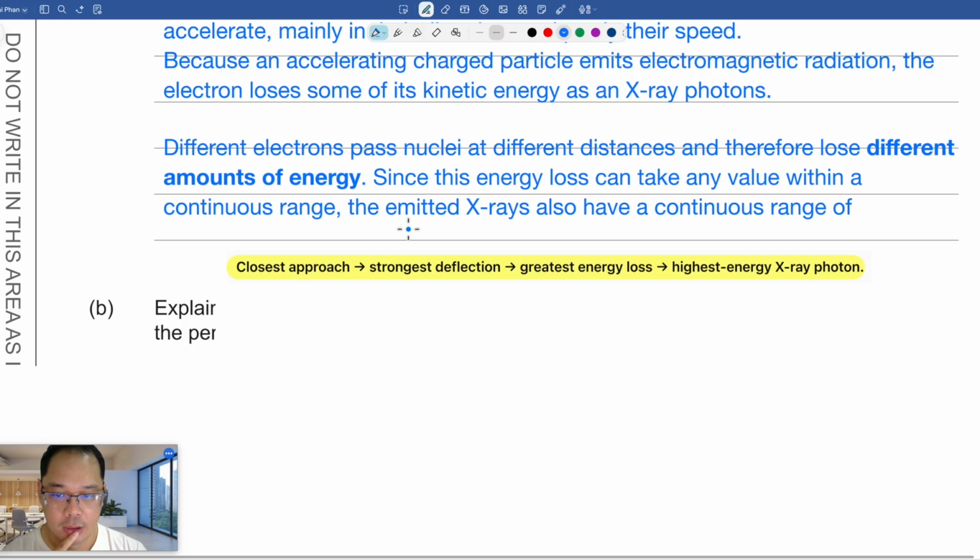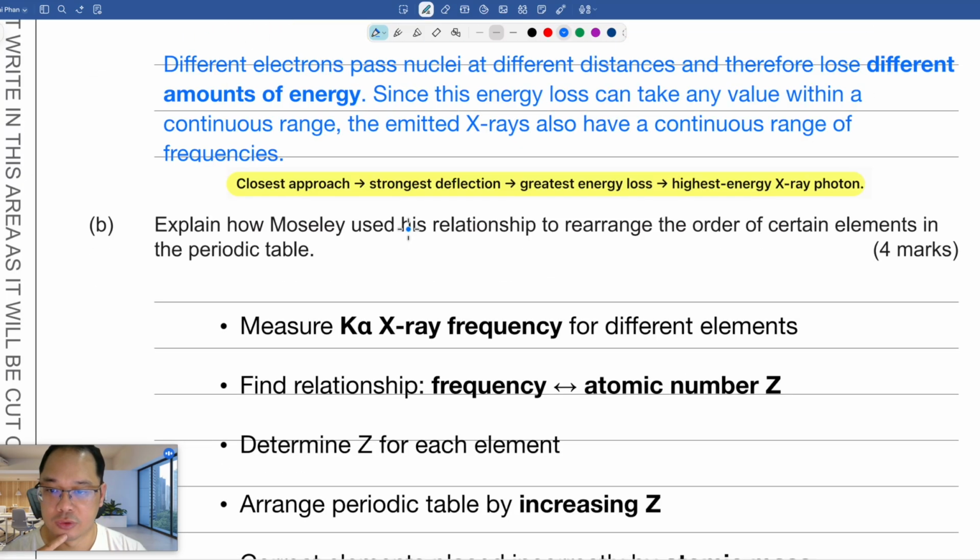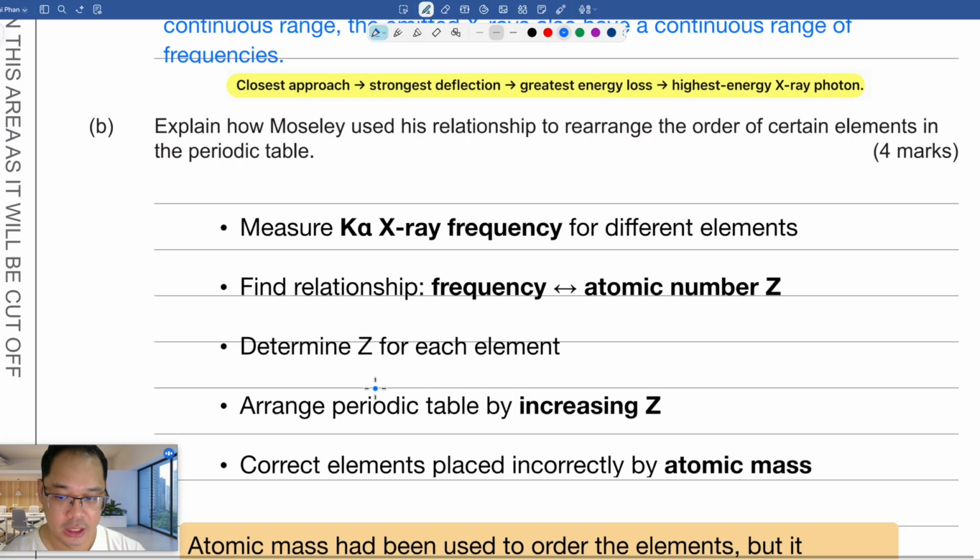However, the scientist Henry Moseley followed this procedure to establish that linear relationship between the square root of frequency and the atomic number Z. Here is the procedure. Firstly, he measured the frequency of the K alpha X-ray, which originated from the transition of an electron from a higher energy level to a vacancy, the vacant state of another electron which is knocked out by the incident electron.